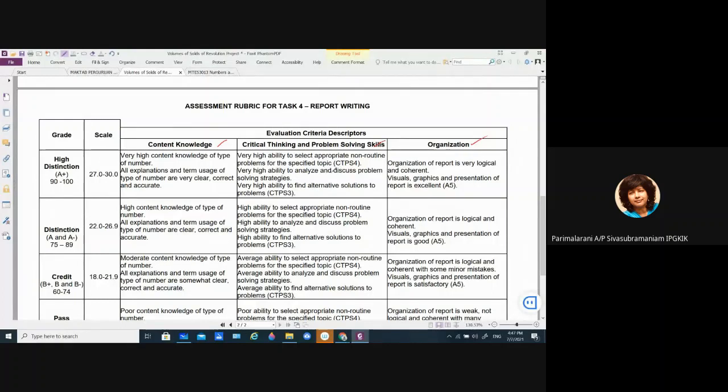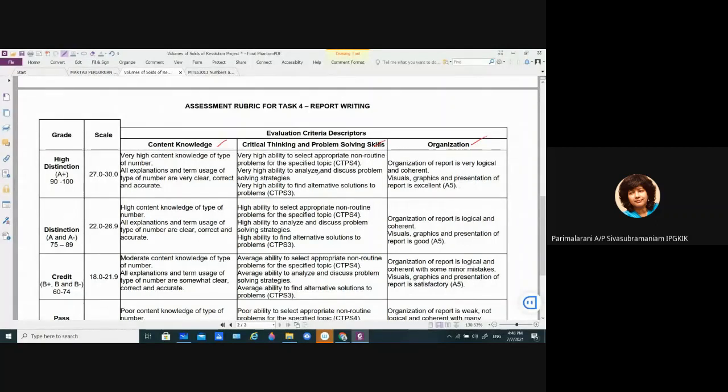So make sure you select a non-routine problem. Don't select a routine problem. These topics can have routine problems. Routine problems are those you can solve using addition, subtraction, multiplication, division, or if there is already an algorithm to solve it. Then it's a routine problem. A non-routine problem is when you read the problem, you don't know where to begin. There is no known algorithm to solve it. So that's a non-routine problem. So the first step, you must have the ability to choose an appropriate non-routine problem.